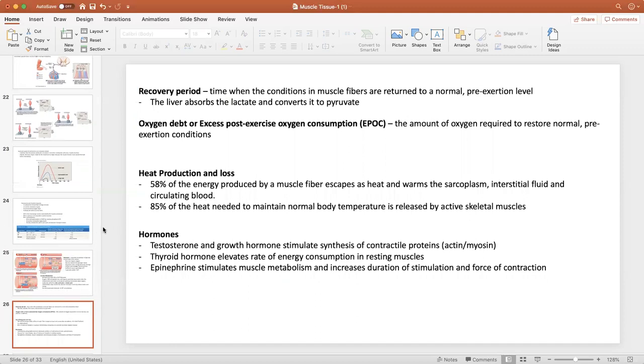So we have different vocab here associated with energy use and metabolism, so our recovery period. This is where we have activation of the muscle, and then we have a period where the muscle fiber returns to normal. So this period in which the contraction stops, the energy need goes down, we return to normal state. This is the recovery period. Oxygen debt, or excess post-exercise oxygen consumption. This is the amount of oxygen required to come back to normal, pre-exertion state.